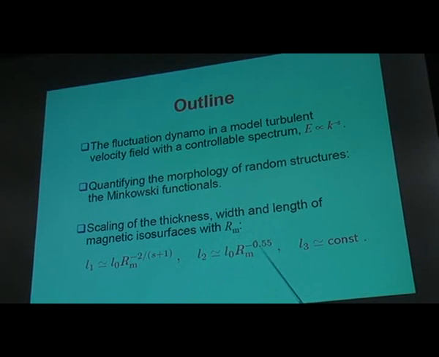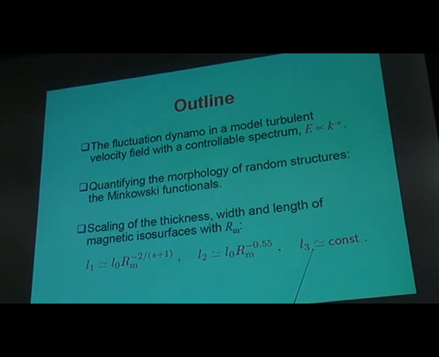This 0.555 is the slope determined numerically. Most probably just 0.5, 1/2, but impossible to say. And the length of the structures is independent of Reynolds number. It's just the correlation length of your random flow. But let's now move step by step.